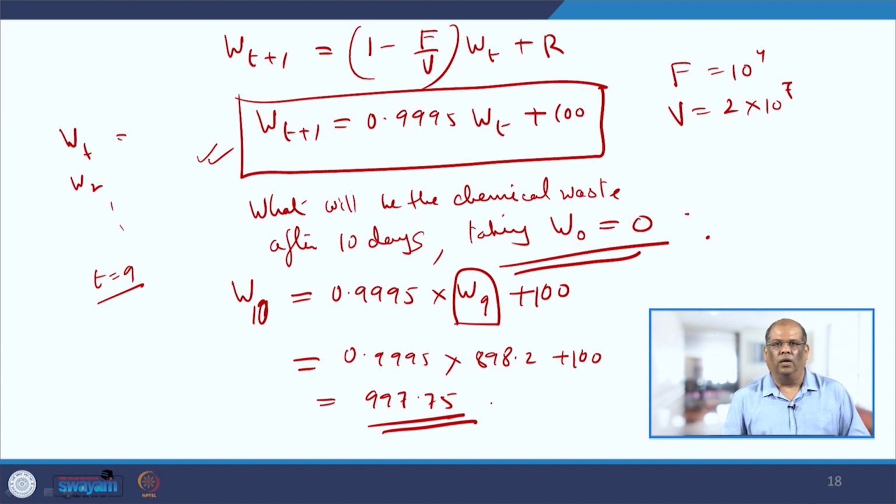So, with this we come to the end of this lecture where we have discussed the lake pollutant models. In my next lecture, we will be talking about the dynamics of alcohol model. So, this is one of the most interesting models.